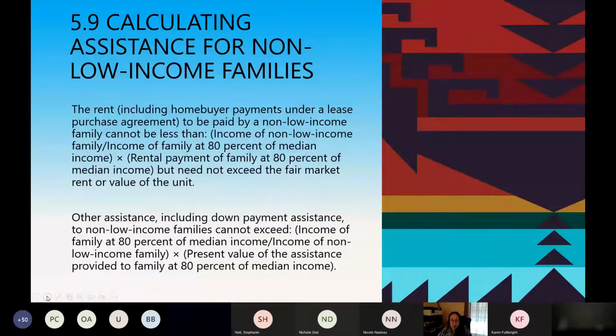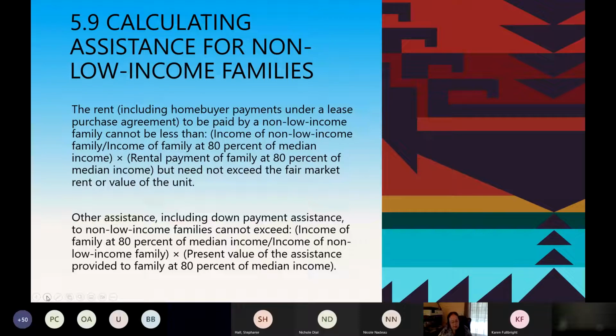The rent, including homebuyer payments under a lease purchase agreement, to be paid by a non-low income family cannot be less than the rental payment of a family at 80% of median income, but it need not exceed your fair market rent or value of that unit.